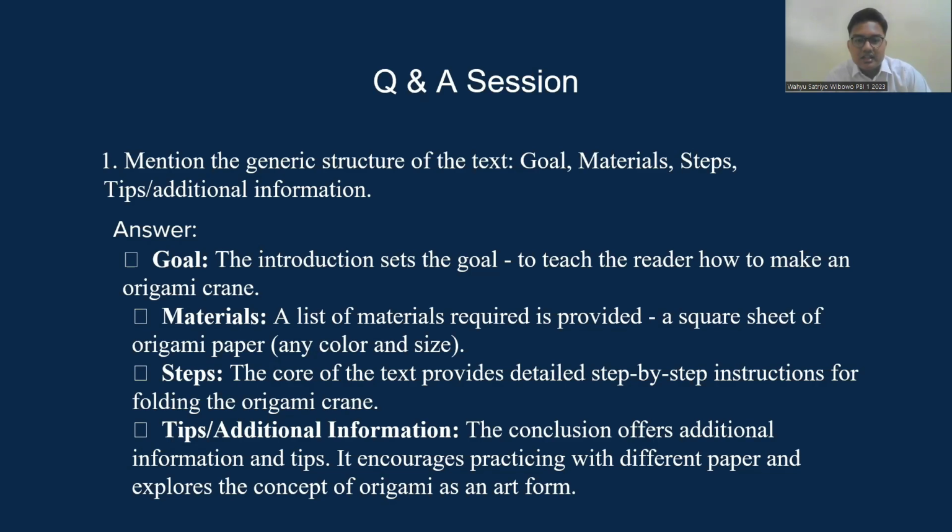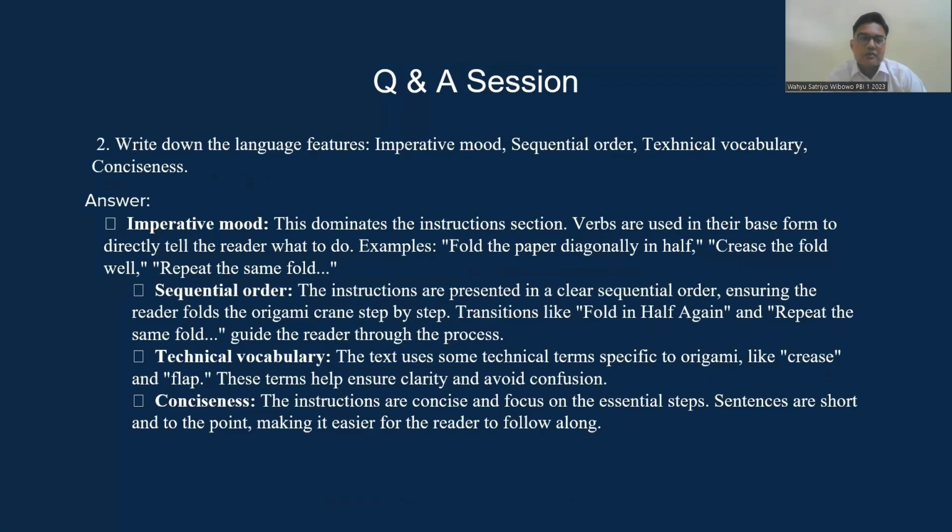Materials. A list of materials required is provided: a square sheet of origami paper. Steps. The core of the text provides detailed step-by-step instructions for folding the origami crane. And tips or additional information contains the conclusion, offering additional information and tips. It encourages practicing with different paper and exploring the concept of origami as an art form.